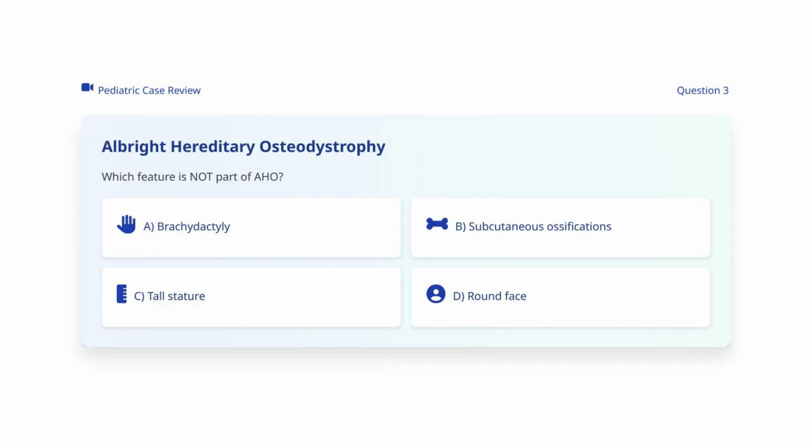Which clinical feature is not part of Albright hereditary osteodystrophy? Option A, brachydactyly. Option B, subcutaneous ossifications. Option C, tall stature. Option D, round face. Think about the characteristic physical phenotype associated with this genetic syndrome.